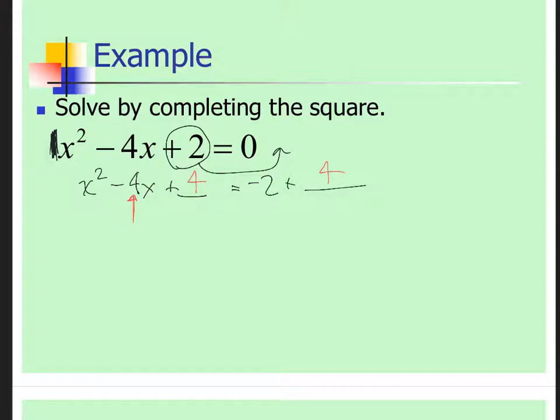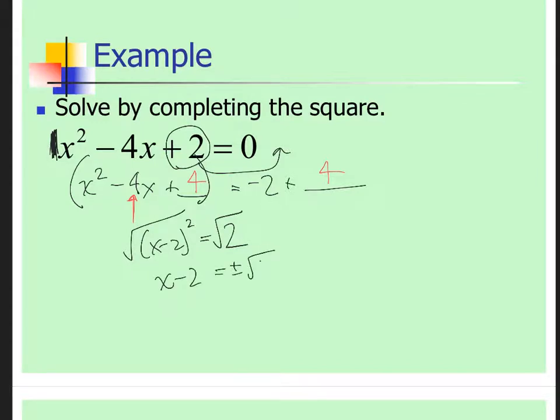All right, so now if you're looking at your list that you wrote down, the next step is to factor one side. So we're going to factor this side, and we're going to simplify the other. All right, so now my last step is the actual solving step. So to solve this equation, I have to take the square root of both sides. Don't forget your plus or minus. So I have x minus 2 equals plus or minus the square root of 2.